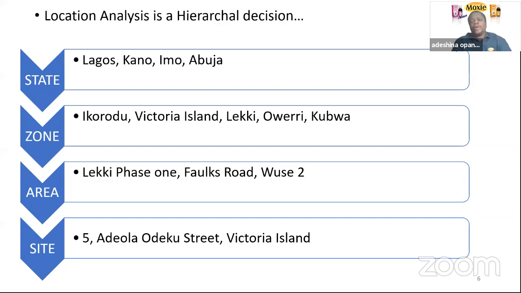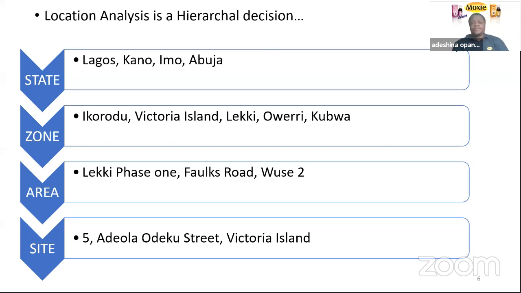And so when we are looking at this issue, I'd rather have us look at it in a hierarchical manner. So you take it from the state level to the zone, to the area, to the site. Why am I saying this? A number of us have failed in getting the best site for our businesses because we were looking in the wrong directions. And I'll explain a lot of that in the course of this webinar.